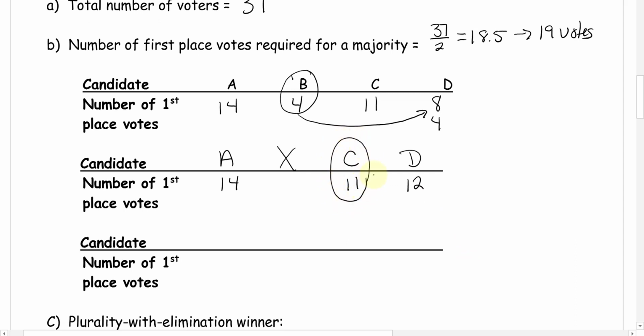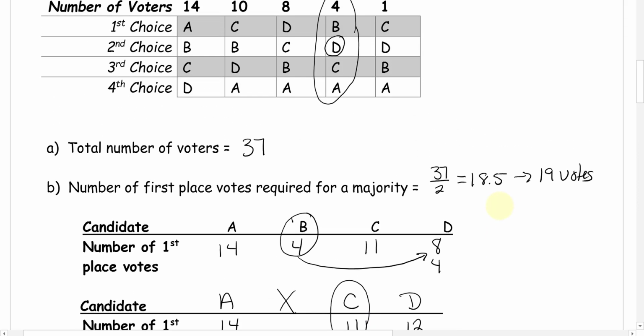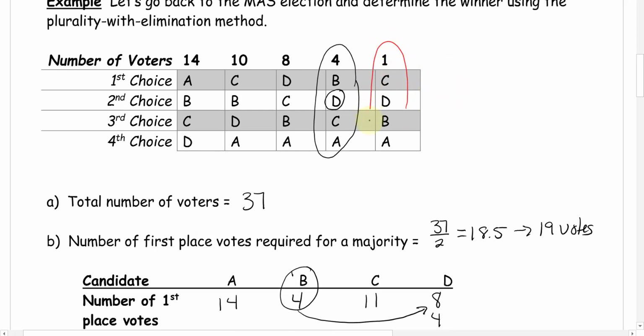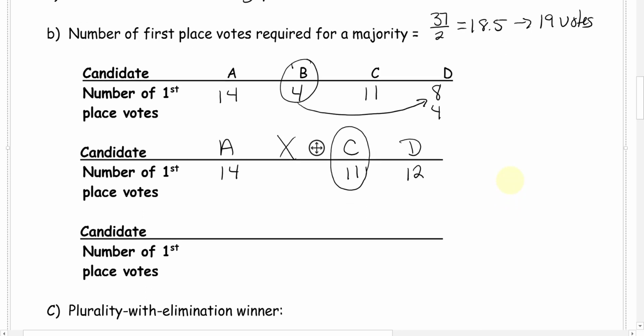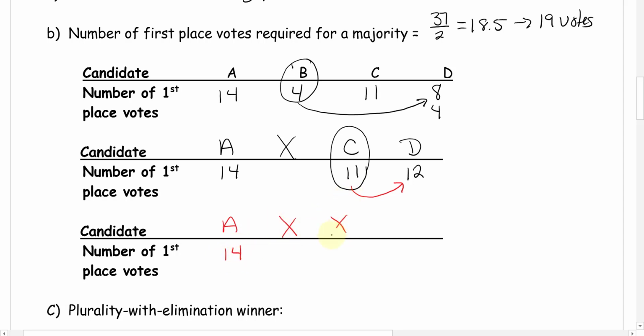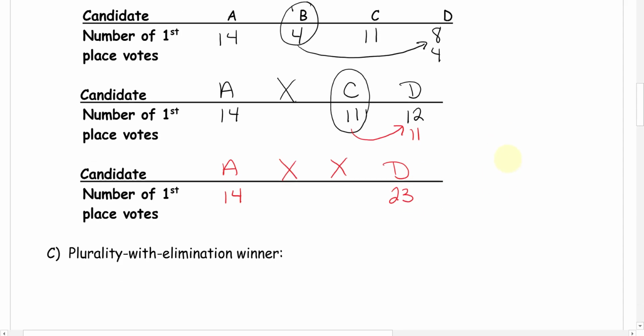Candidate C is the one with the least first place votes. And so we're going to pass those 11 votes to the next available candidate on those ballots. So now, for this time, we have this one vote would get passed down to candidate D, and these 10 votes will get passed down to candidate B. Except we've already eliminated candidate B, and so that means that we need to pass them down to D because candidate B is not available anymore. So all 11 votes will get passed to candidate D. So A has 14, candidate C has been eliminated, and candidate D has 12 plus 11, or 23 votes. And so candidate D wins.